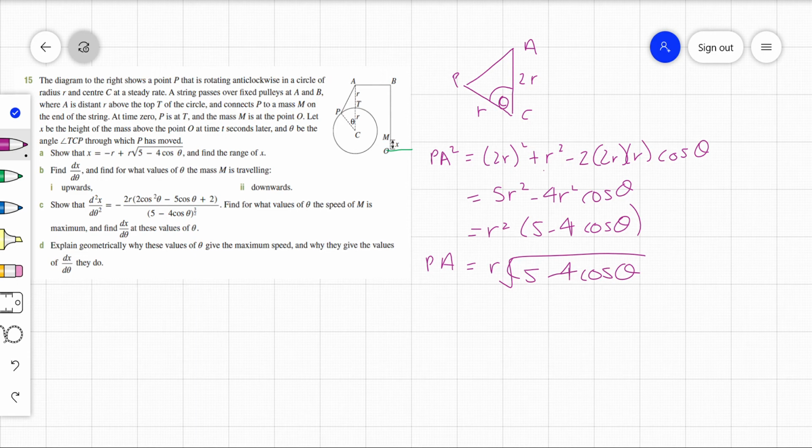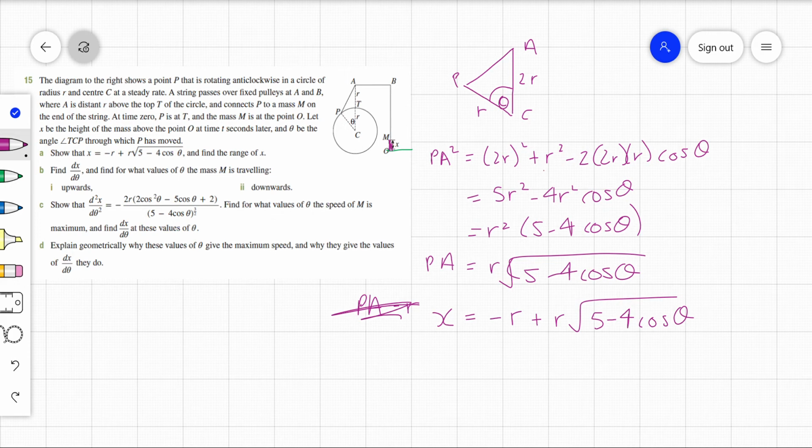So we know it's longer than R, but how much? So if we subtract R from it, we then know the difference between it and R. So they wanted the minus R at the front. All right, so that's how we get the length X, because that difference between R and what PA is, is how much extra string we needed. So it's that mass is being pulled up, that X distance. So this is the same as X equals there.